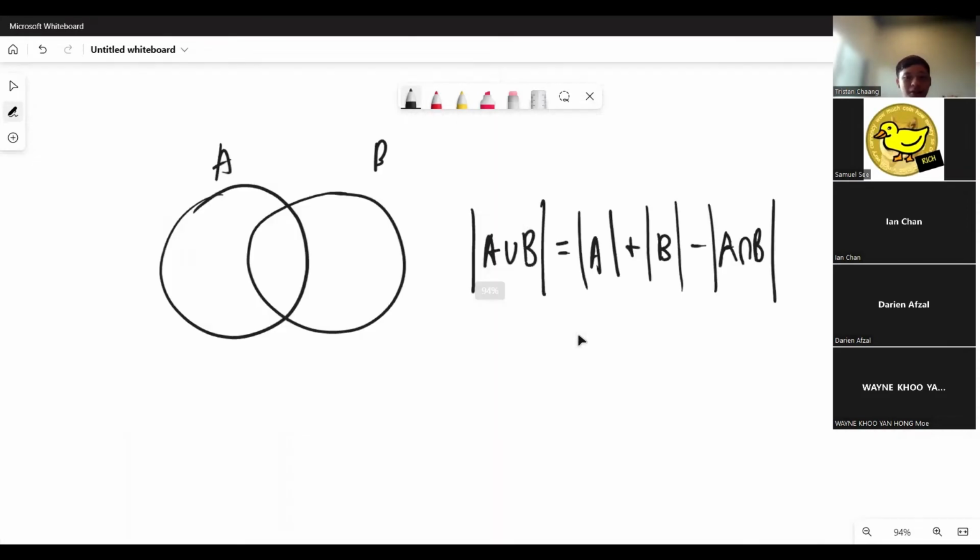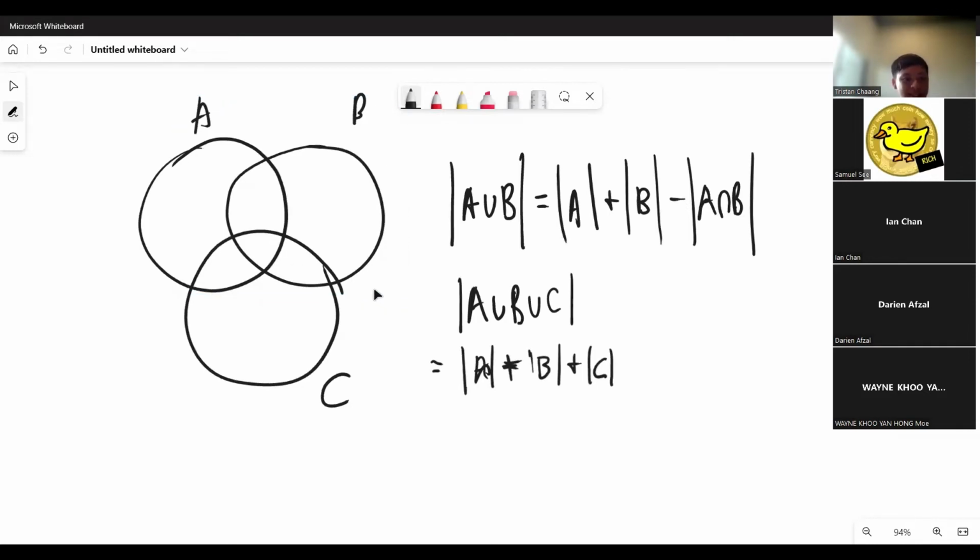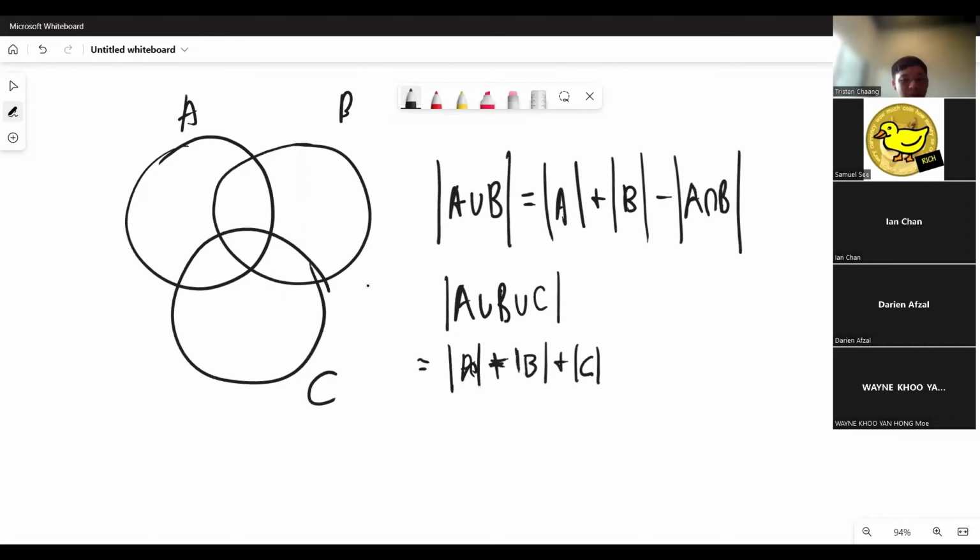So for three sets, it's fine. Also fairly simple, but you have to think a little bit more. So if you add up the 3 particular sets cardinality, let's see what is double counted and what is triple counted. These big leaves are counted twice, and the one in the middle is obviously counted thrice. So let's just subtract A intersect B and B intersect C and A intersect C.